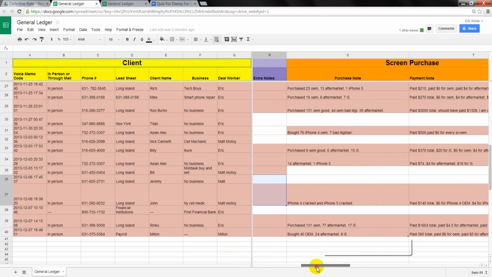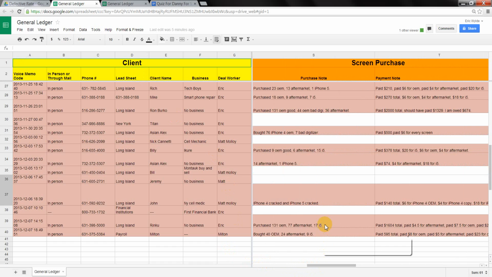The next important thing we have is screen purchase. The reason we have screen purchase is we want to know what we're actually buying from people. The effective rate will tell you exactly what they had, but many times we won't buy everything they had. So it's pretty important to us to know what we actually bought.